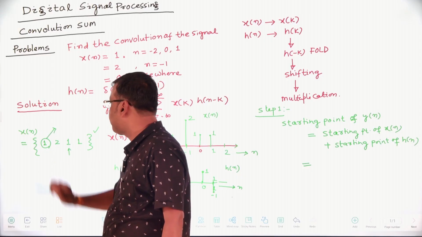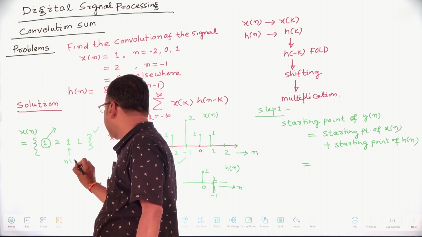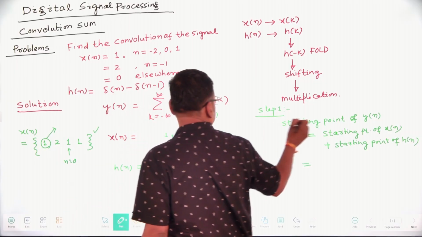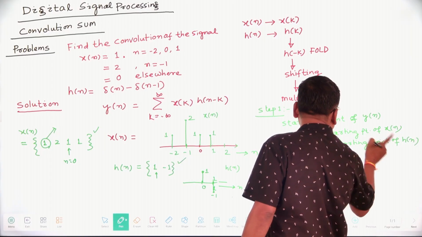This is your starting point. Where? This is your n equal to 0. This value is nothing but what? This is your n equal to 0. So that is your n equal to minus 1. This is your n equal to minus 2. So the starting point of x of n is minus 2, plus the starting point of h of n.